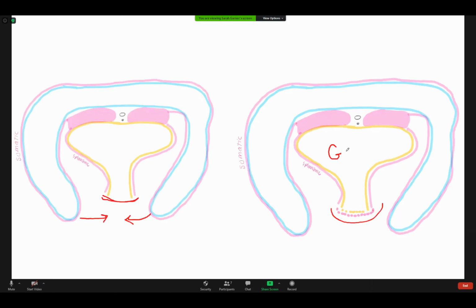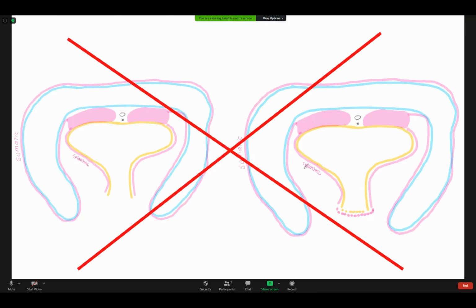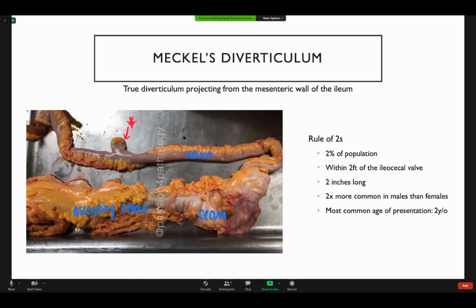But hopefully this is sounding familiar thinking back to school, because if that vitelline duct does not obliterate, that's when you can get something called a Meckel's diverticulum. A Meckel's diverticulum is a true diverticulum, and it typically is going to project from the mesenteric wall of the ileum. And I'll show you why in a couple slides, but basically what it looks like is this. It'll just be this little outpouching coming off a part of the ileum. And typically it's going to be within about 2 feet of the ileocecal valve. So it can be anywhere along here on the ileum.